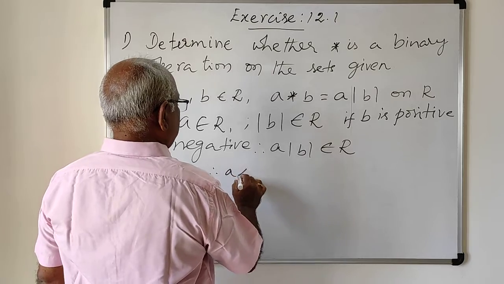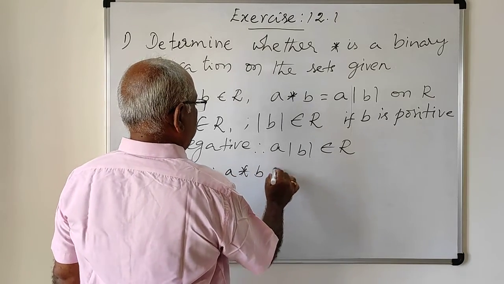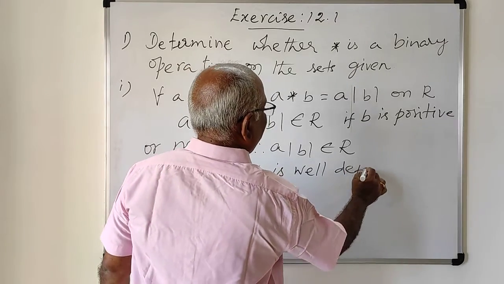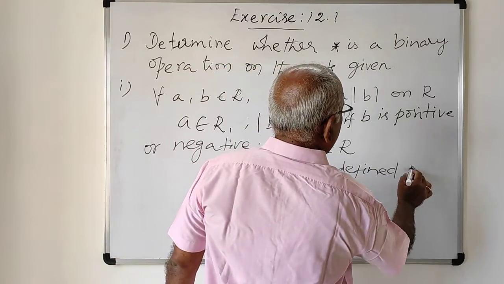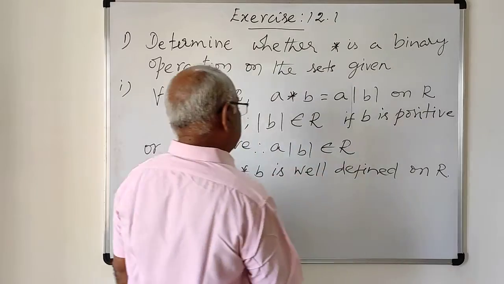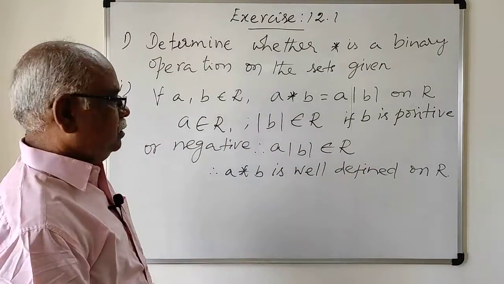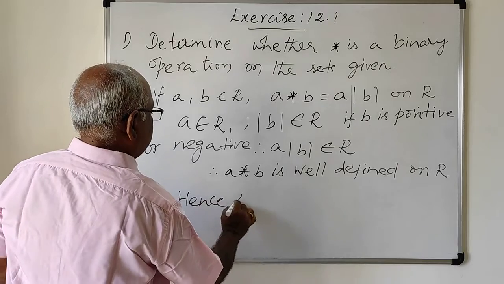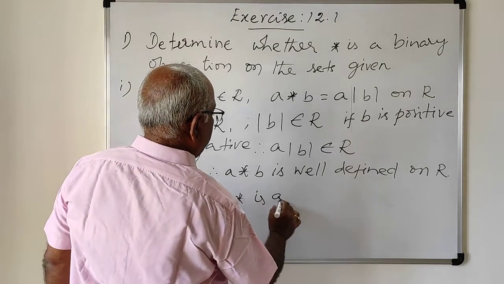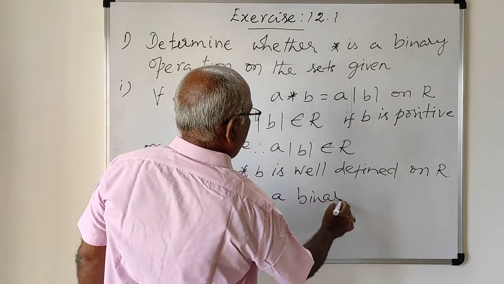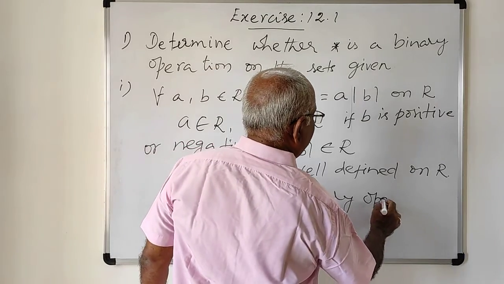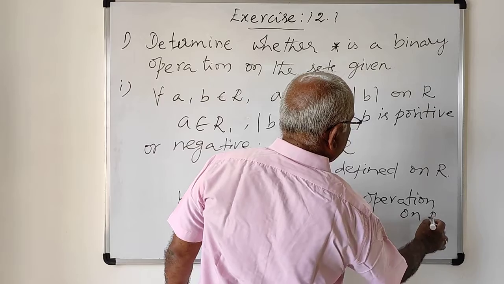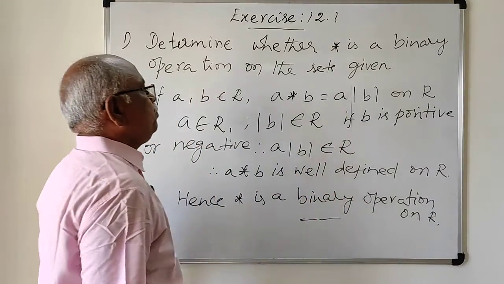Therefore, A star B is well defined on R. Therefore, star is a binary operation on R. Hence, star is a binary operation on R. That's all the problem. First problem.